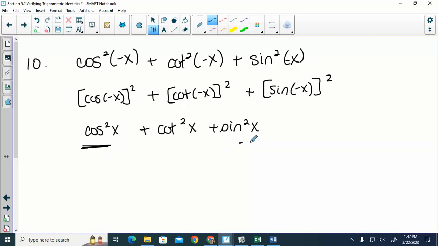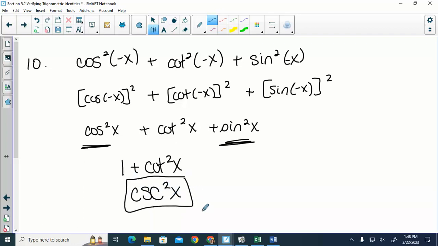You can add in any order, right? What's cosine squared plus sine squared? So we have 1 plus cotangent squared x. And what's 1 plus cotangent squared? You could go to sines and cosines, or you could use that Pythagorean identity. That is just cosecant squared.